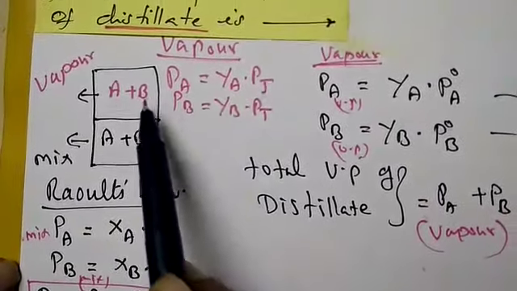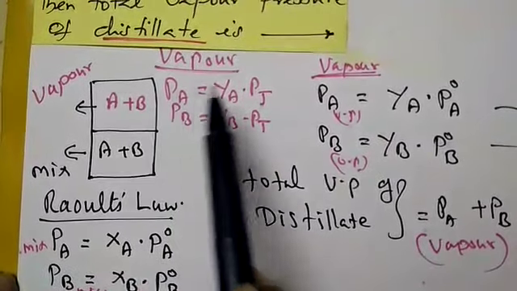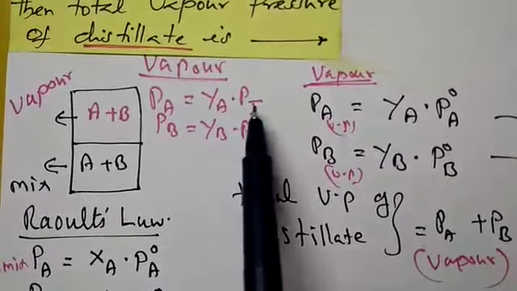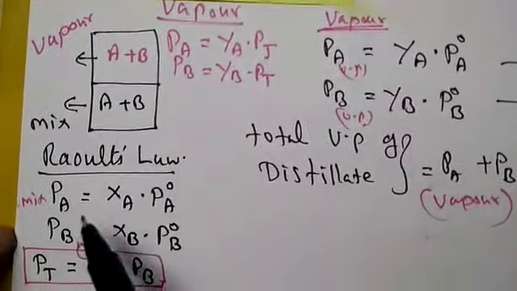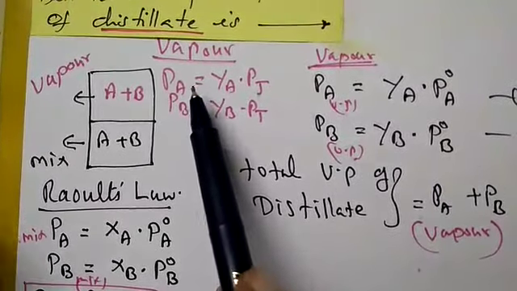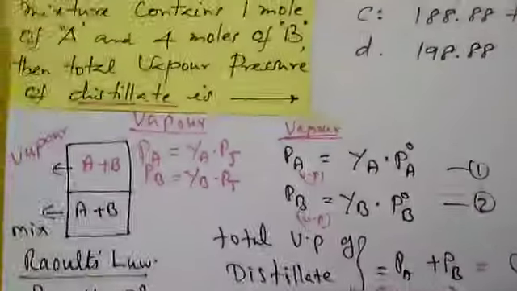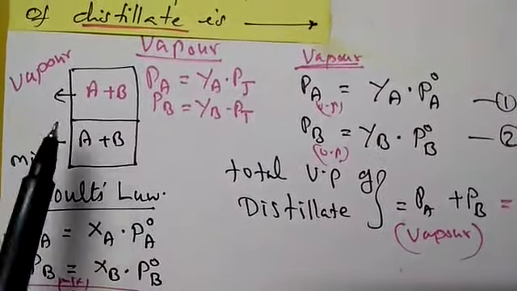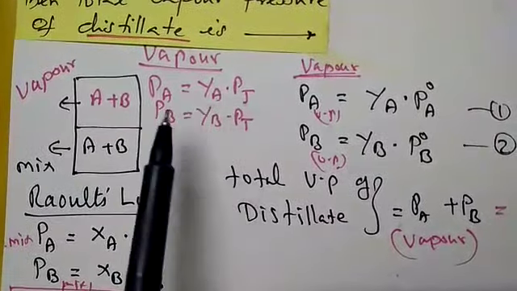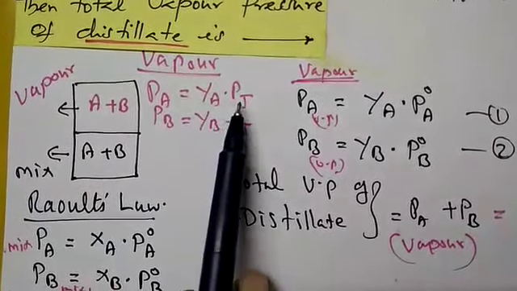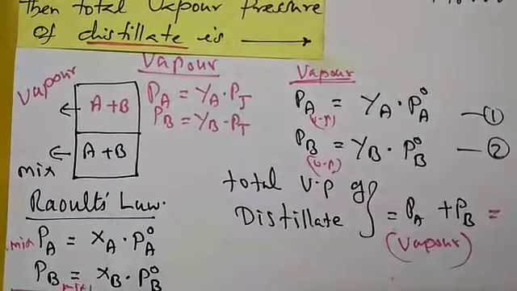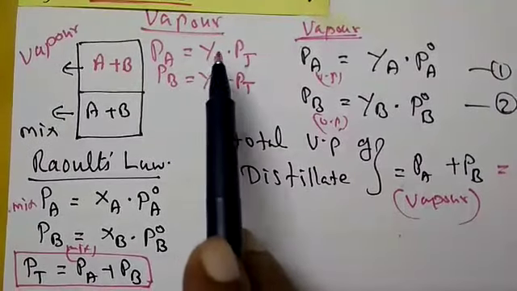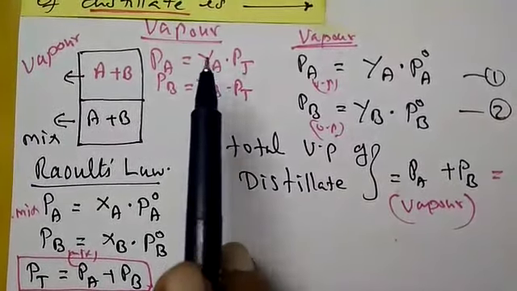Next, coming to the vapor phase, there the formula is PA is equal to YA into P total. This PA is the value we calculated here, because the vapor is coming from here only. Okay children, now in the vapor you have A and B as a vapor mixture. Here the formula is PA is equal to YA into PT. This is the total pressure we calculated from here. YA and YB are the mole fractions of A and B in the vapor phase.